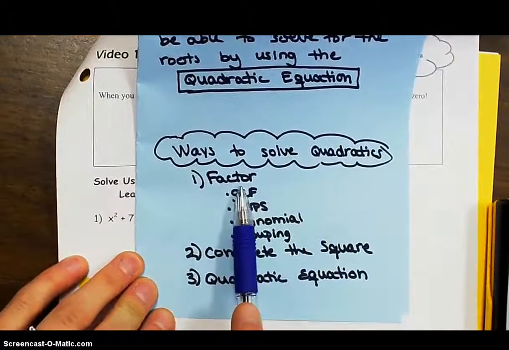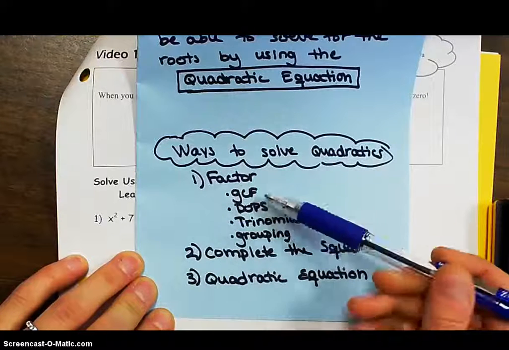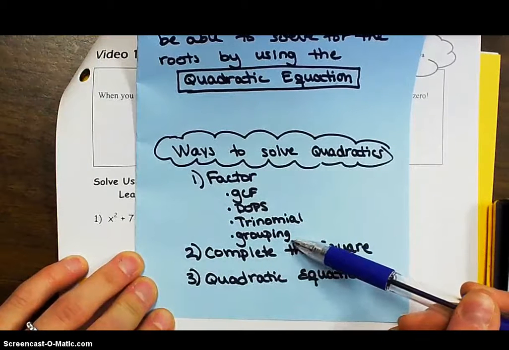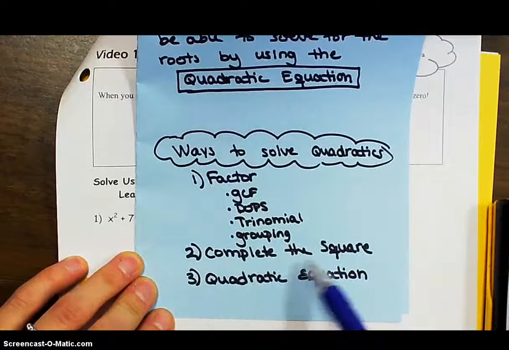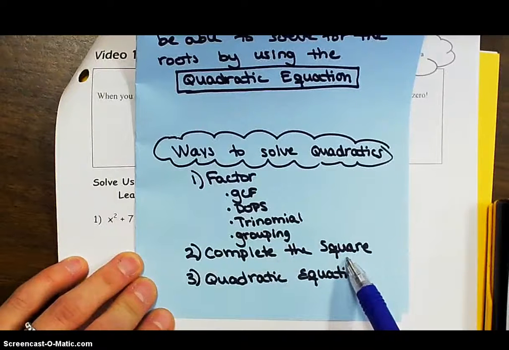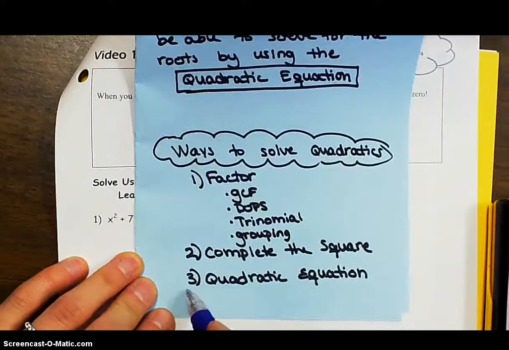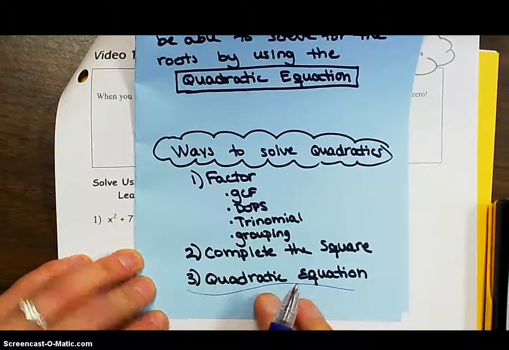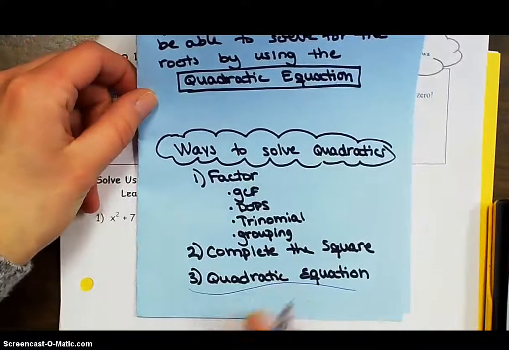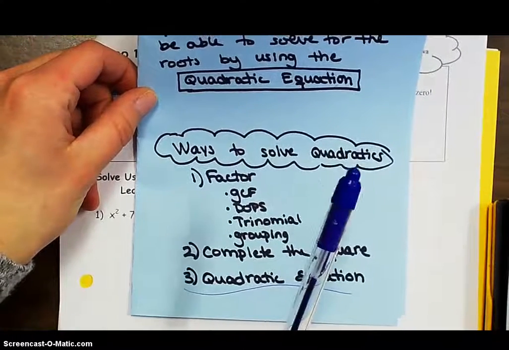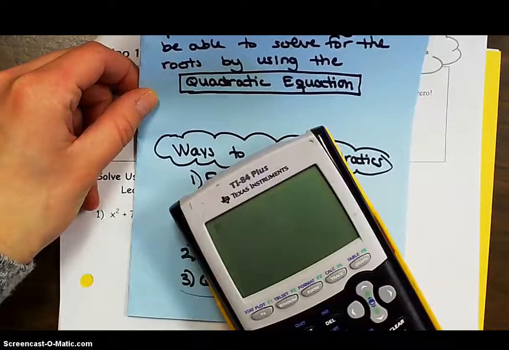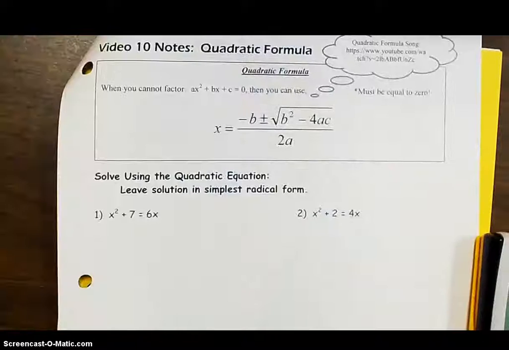Number one, we always want to try to factor first. So GCF, DOPS, trinomial, grouping. If that doesn't work, then we try completing the square. If we can't use completing the square, the final method we're going to use is what we're going to learn today, which is the quadratic equation. All right, so for the quadratic equation, you're going to need a writing utensil, and you're definitely going to be needing your calculator today. All right, so let's go ahead and take a look.